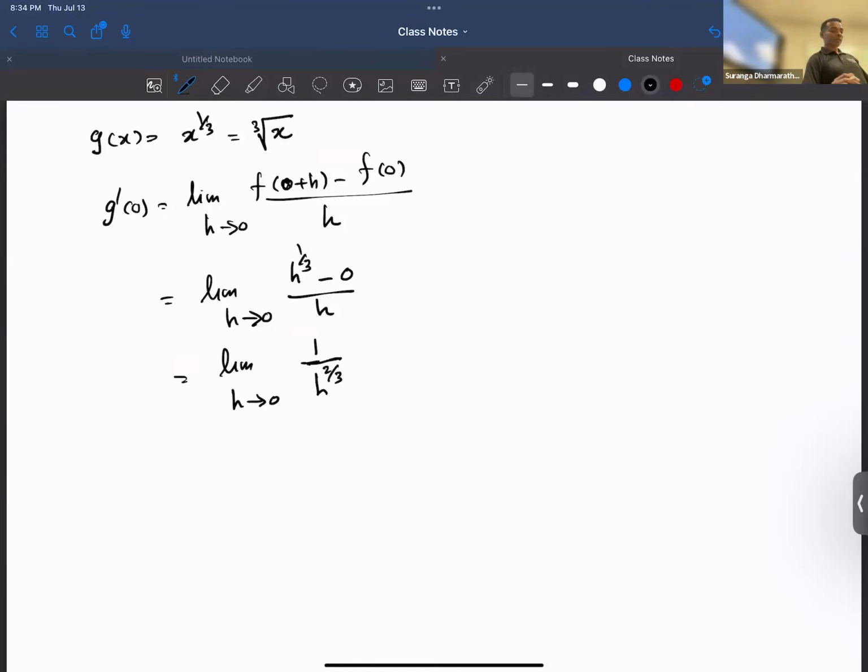Now, when h goes to 0, what would happen to the limit? Where does the limit go? When h becomes smaller and smaller, 1 over h becomes larger and larger. It goes to infinity. Does the limit exist? The limit does not exist.